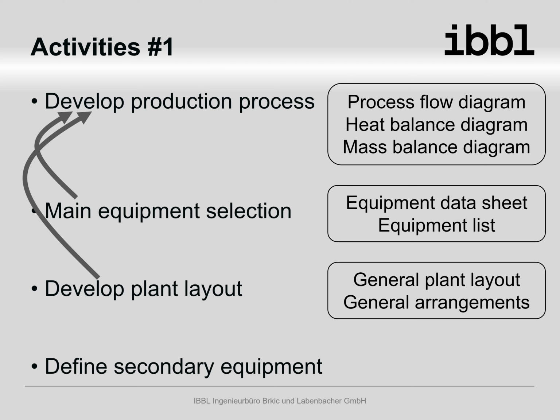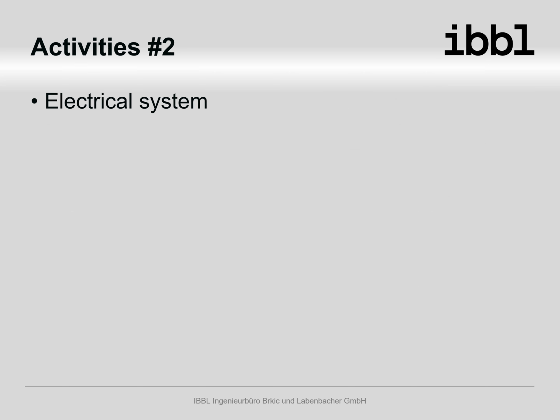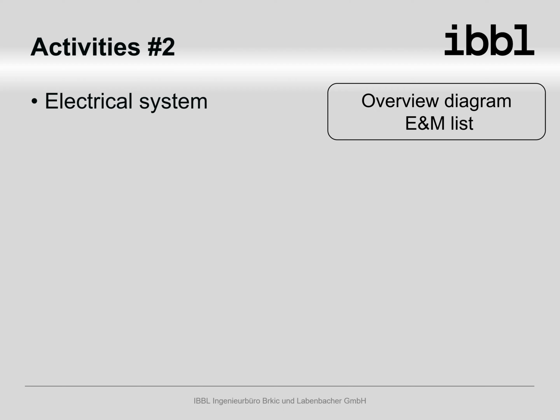Based on already engineered data, secondary equipment will be defined. With secondary machinery, we mean, for example, conveying equipment or small dedusting equipment. This has typically no impact on the production process itself. The equipment is added to the equipment list. The available data will be used to design the first version of the electrical power supply system. The electrical system is presented in the form of an overview diagram as well as equipment and material list.